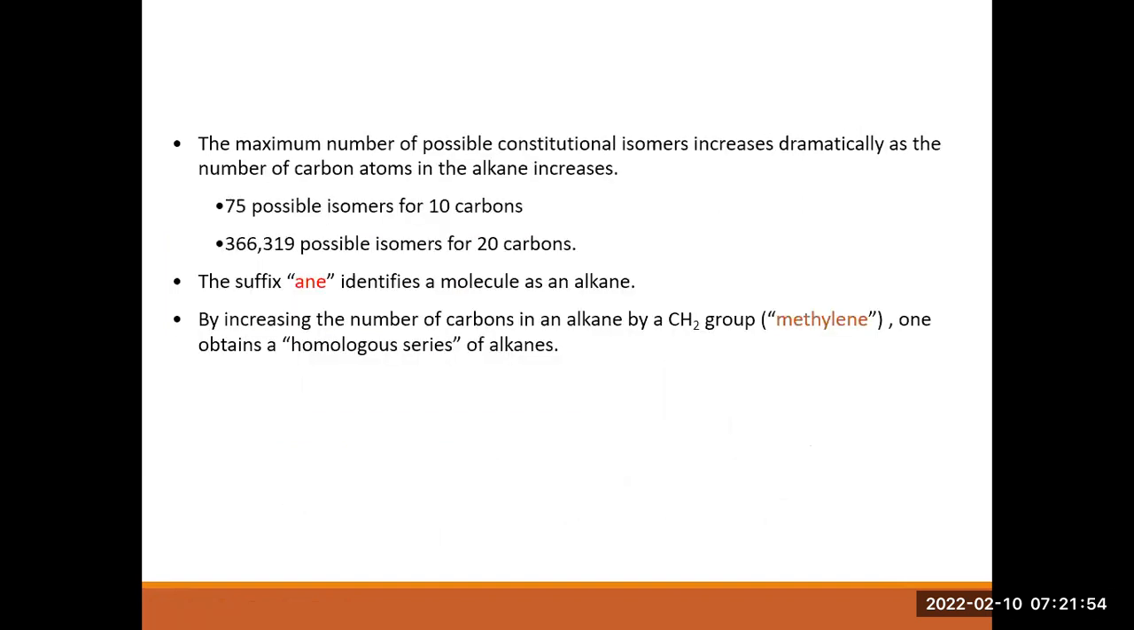The maximum number of possible constitutional isomers increases dramatically as the number of carbon atoms in the alkane increases. There are 75 possible isomers for 10 carbons and 366,319 possible isomers for 20 carbons. The suffix -ane identifies a molecule as an alkane. We know that already. Of course, there are alkenes and alkynes, but we are bound to alkanes at this moment. By increasing the number of carbons in an alkane by a CH2 group, which is methylene, one obtains a homologous series of alkanes.